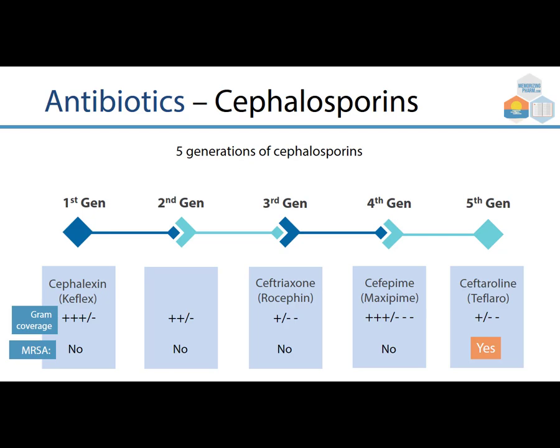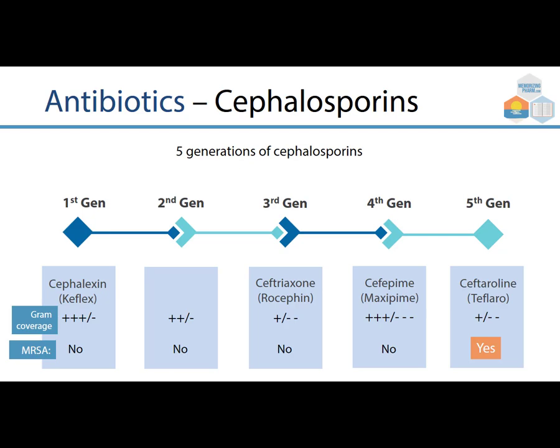Cefepime or Maxipime, we have very good gram-positive and gram-negative coverage, but not really with MRSA. And then ceftaroline, we don't have the greatest gram-negative coverage, but we do have MRSA coverage, and that's a big deal. But that's the cephalosporins.